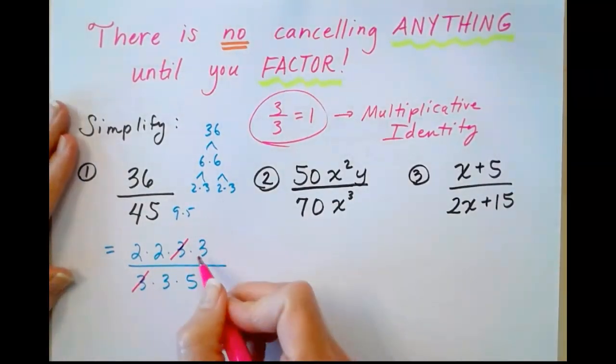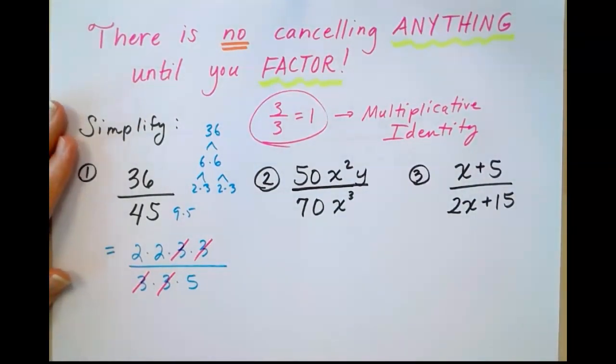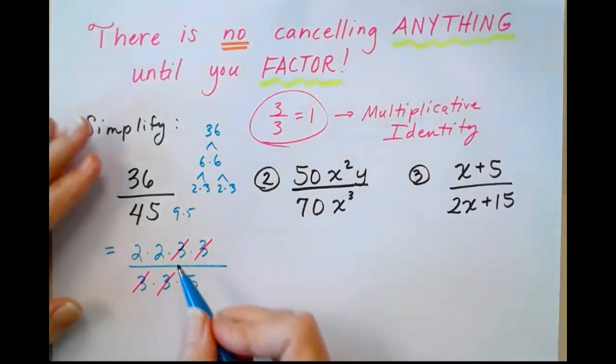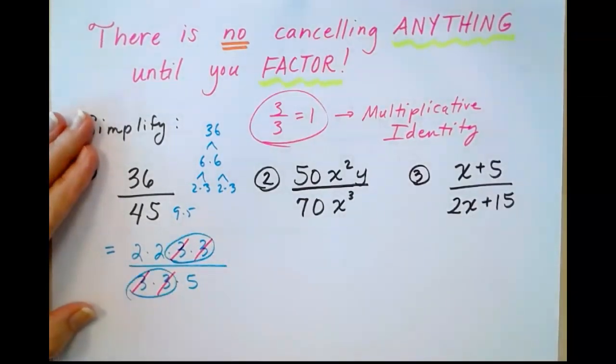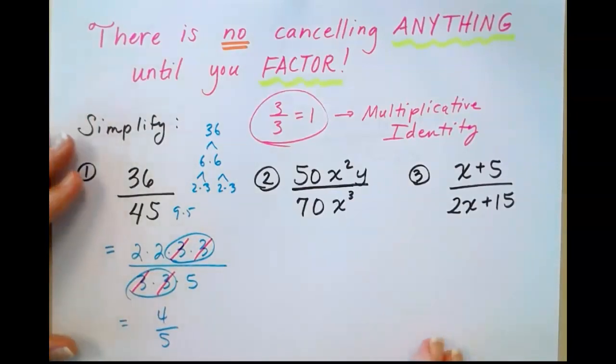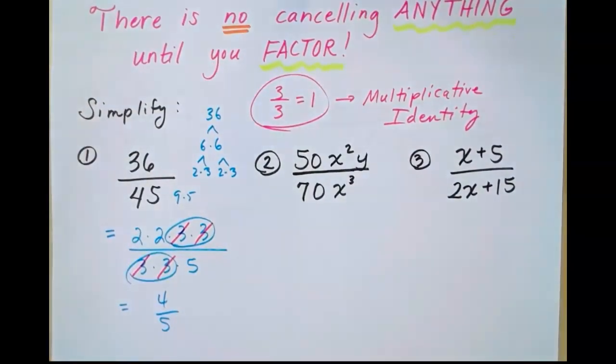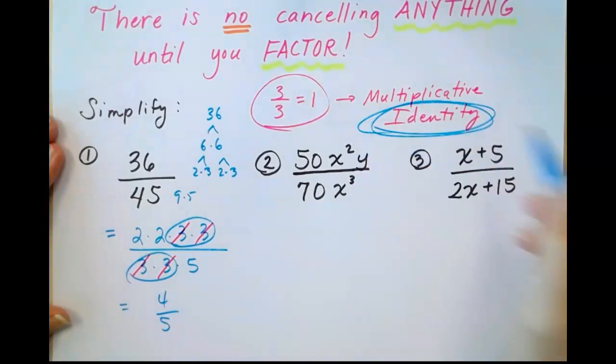So 3 over 3 is 1. 3 over 3 is 1. So that's what's technically canceling. We're not just taking out a 3. We're canceling 3 over 3, 3 over 3. So we're really canceling 9 over 9. So what's left? 2 times 2 is 4 over 5. That is what's truly happening when you simplify a fraction. You're canceling a unit multiplier, or better known as the multiplicative identity.